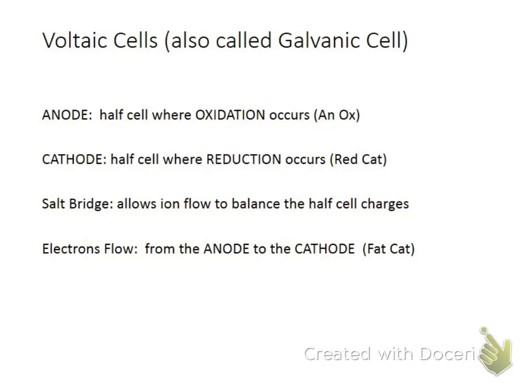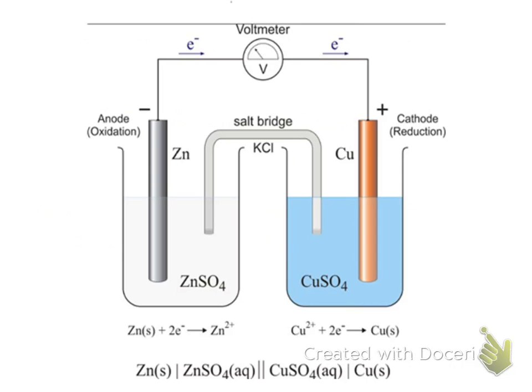That would be a salt bridge, and then your electrons are always going to flow from the anode to the cathode. The way we remember that is fat cat, because your cathode will get bigger because the electrons are going to flow in that direction and the metal will be deposited. So when we do our penny lab, your penny will actually be the cathode when we do that one tomorrow. Here is a picture that you have in your notes. Notice that in a voltaic cell, your cathode is positive because cations are positive.